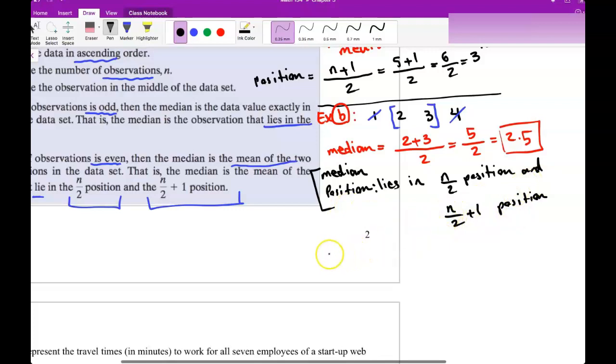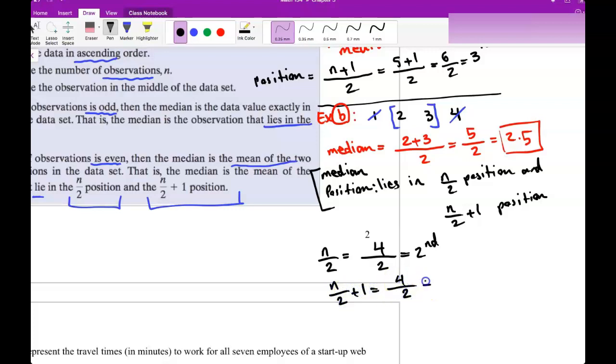So first, n divided by 2. Our n is 1, 2, 3, 4, we have 4 numbers here. So 4 divided by 2 is second place. And n divided by 2 plus 1, 4 divided by 2 plus 1, so that is third place. What that means is our median is between these two, between second and third place.